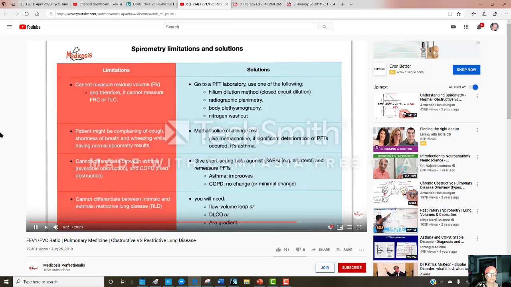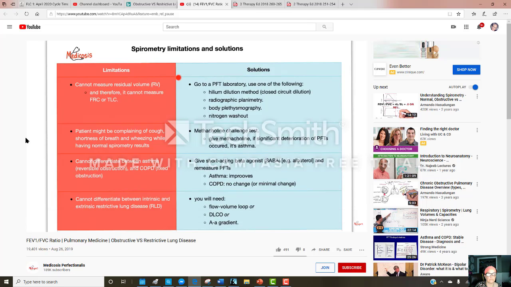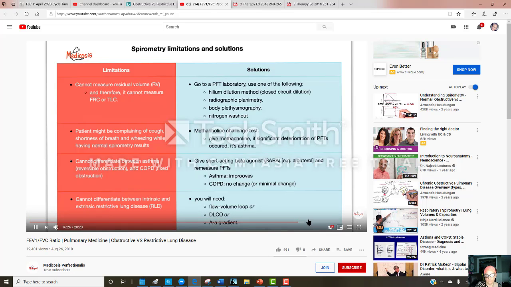Spirometry limitations and solutions. Now tell me who on the planet organized the information like this? Kaplan Medical?